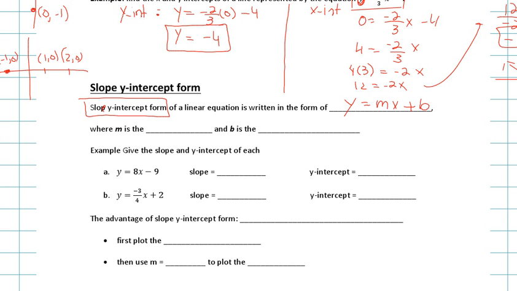Why do we call it slope y-intercept form? Because m represents the slope and b represents the y-intercept. So slope, y-intercept. Okay? So m is the slope and b is the y-intercept. And that's why we call it this way. And it's always written as y equal to, and then the slope times the x plus the y-intercept.